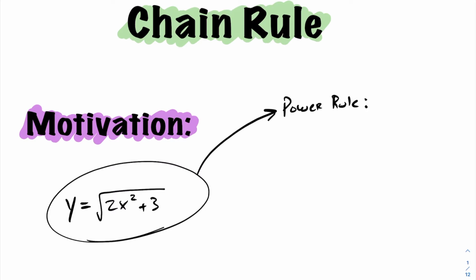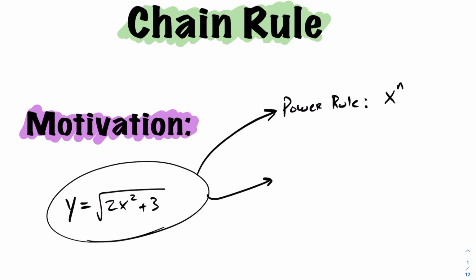Notice to use the power rule, we would have to have x to the power of n, where n is any real number. Well, the exponent's a real number, it's a half, but we don't have it expressed as x to the power of some exponent. We have here 2x squared plus 3. So the power rule doesn't apply.